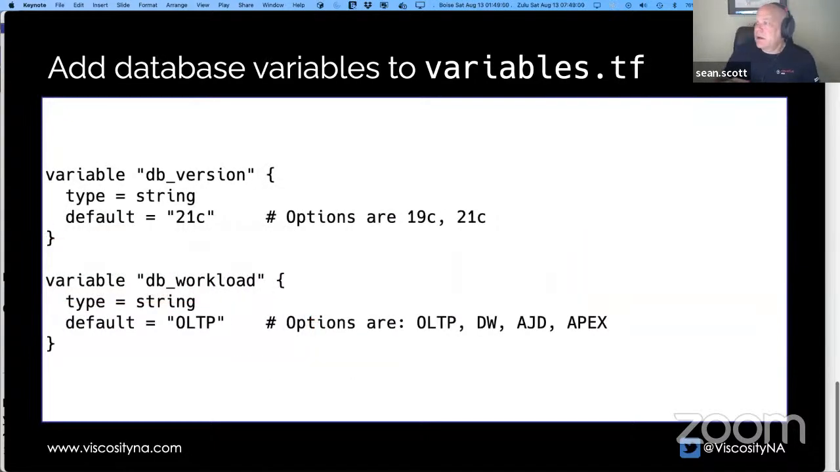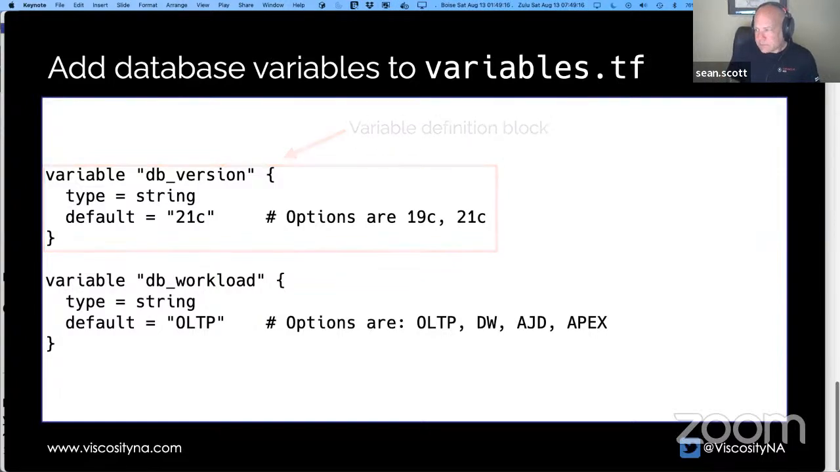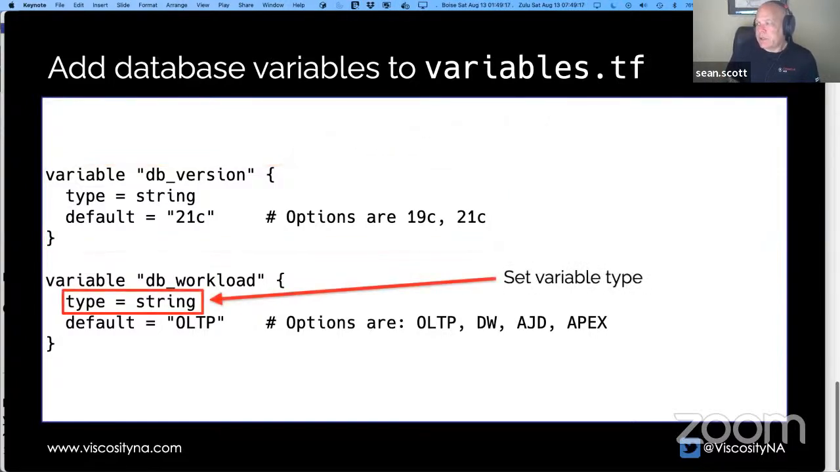And then I'm going to create a couple of variables here for DB version and DB workload. Now, this is a declaration block, all within the curly braces, and I'm creating this variable called DB version, and it's a string. And same with this DB workload.